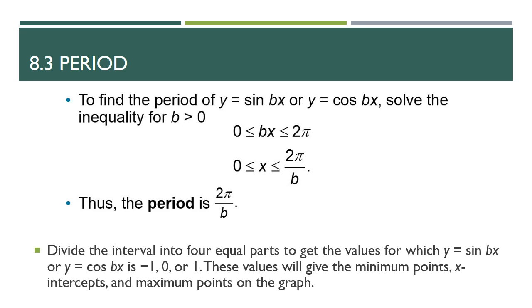So what you're going to do when you graph, the easiest way to do it is you divide the interval into 4 equal parts, and the values for which y equals sine bx or y equals cosine bx is -1, 0, or 1. And these values will give you the minimum points, the intercepts, and the maximum points. So what you'll do is you'll find the period, you will indicate where the period ends on the graph, and then between 0 and that point, you will mark it off into fourths. And the fourths will help you draw the graph.